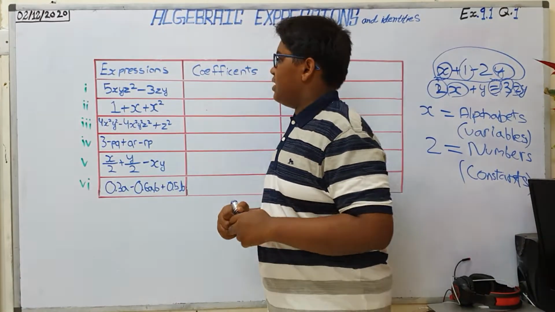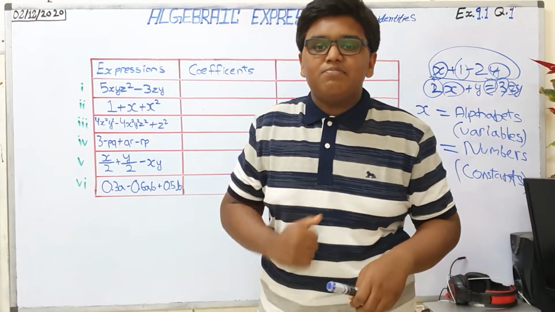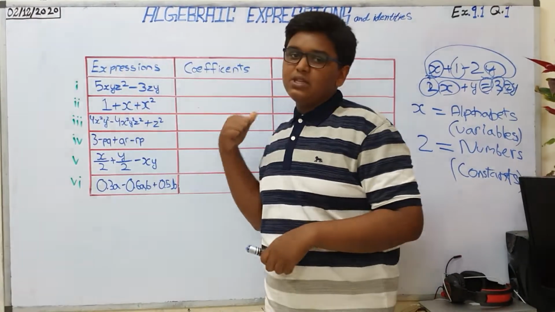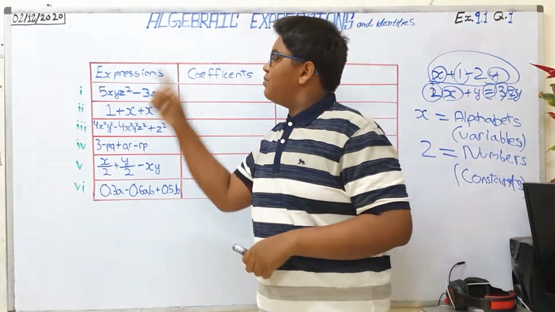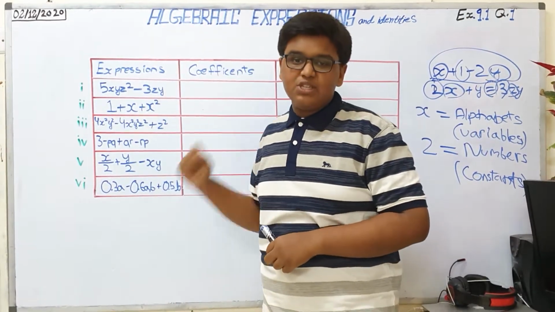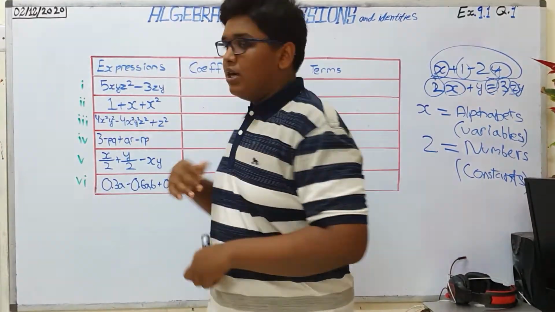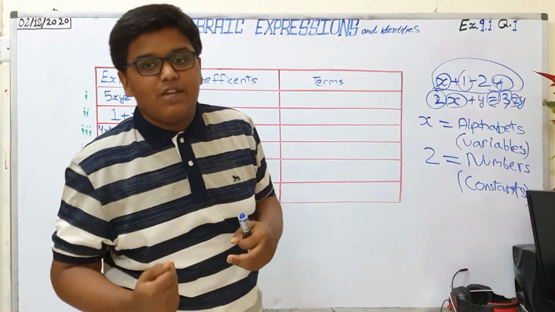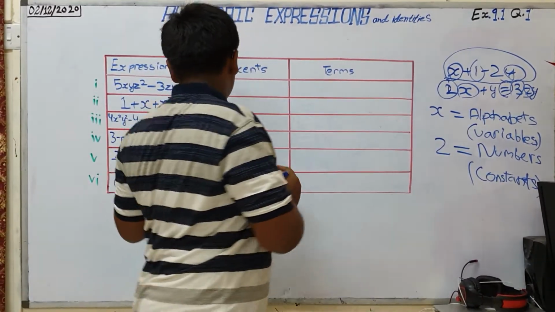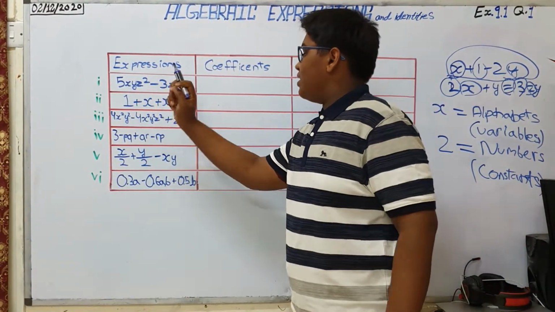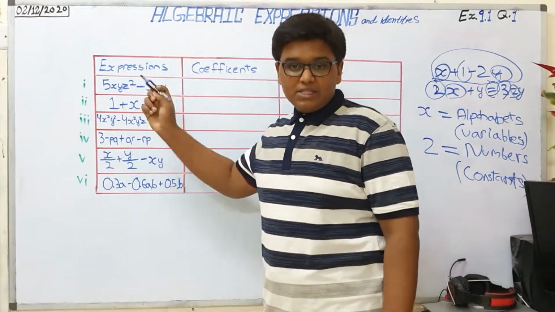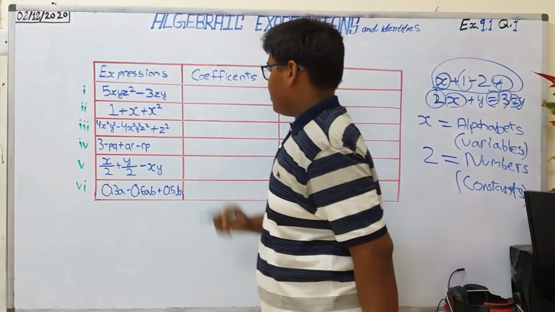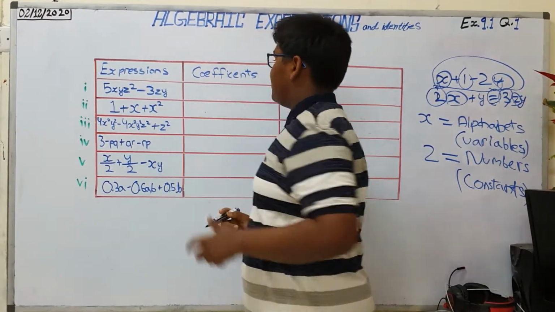Now the first question asks us to differentiate between the coefficients and terms in the expressions. They have given us 6 expressions, and we have to say what the coefficients are and what the terms are. The first expression is 5xyz squared minus 3zy. So what are the coefficients?